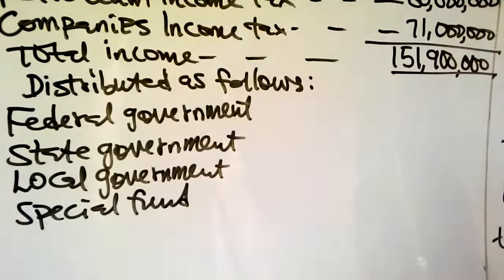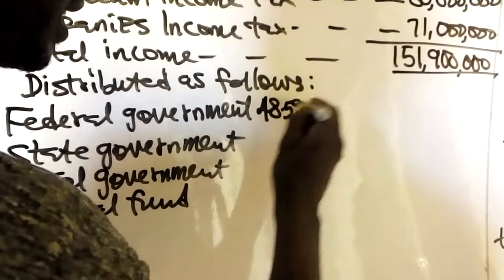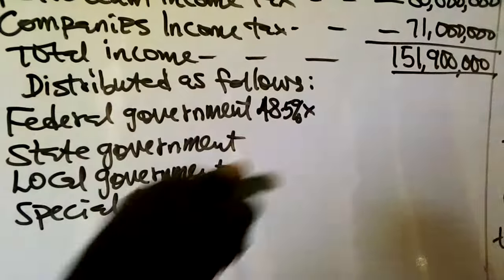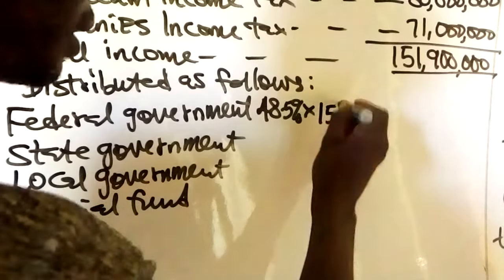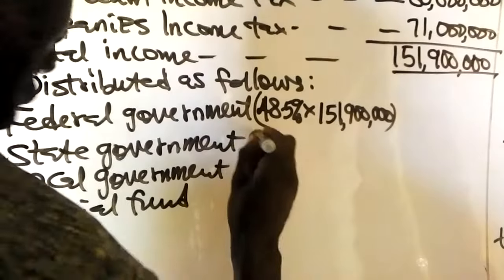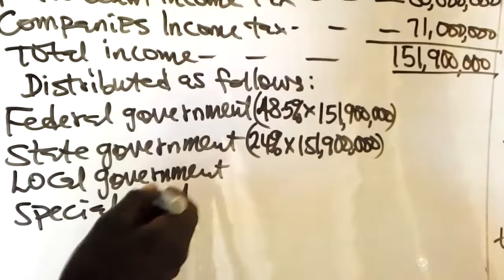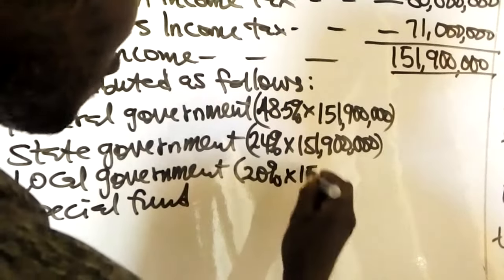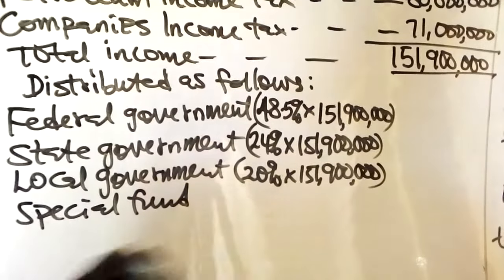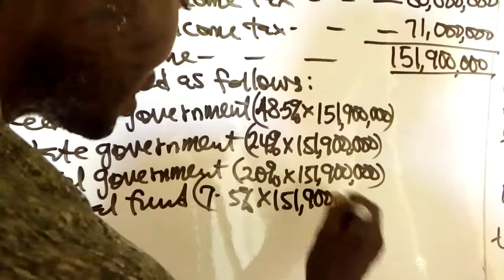You were told the federal government share is 48.5%. You calculate 48.5% of the total of the Federation account, which is 151,900,000. The state government share is 24% of 151,900,000. The local government share is 20% of 151,900,000. And the special fund is 7.5% of 151,900,000.